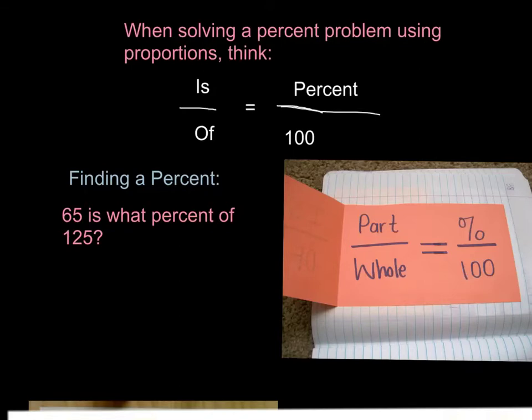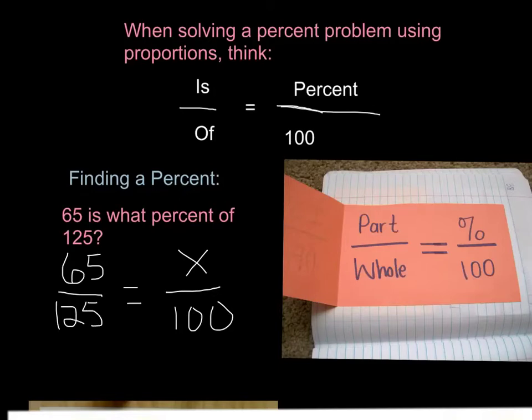When I'm solving this problem, I know it's is over of equals percent over 100. Well, I don't know what the percent is, so I'm going to put an x where I would put percent because that's what I'm trying to find. I see 65 is, that means the 65 will go on top, and I see of 125, so the 125 goes in the denominator.